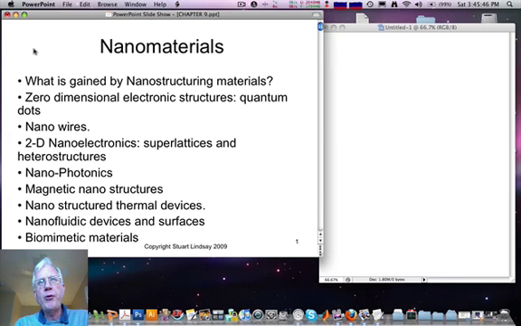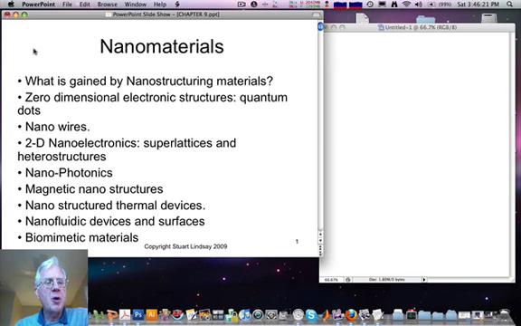If one restricts all 3 dimensions, one has a quantum dot. Restricting 2 dimensions, one has a nanowire. And restricting just 1 dimension gives a planar structure, superlattices and heterostructures being an example. Length scales that can be controlled vary all the way from electronic to that of light, as in the case of nanophotonics. We'll talk also about magnetic nanostructures, where many scales are relevant, thermal devices, and then finally nanofluidic devices.